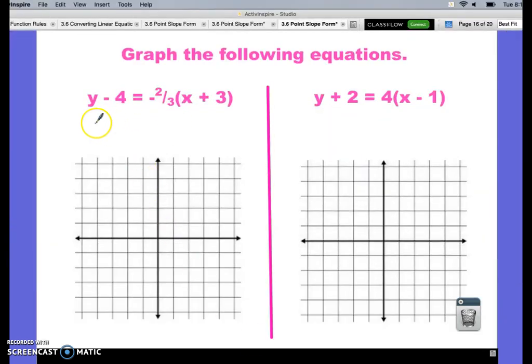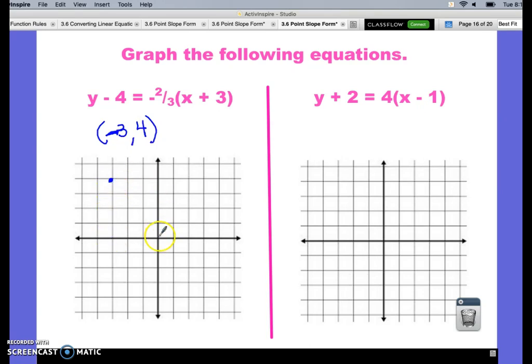So here we're going to pull or identify our point. Our x, if we have x plus 3, again it's -3. And our 4, because it's y minus 4, it just stays 4. This is minus. So that's where I'm going to go first. -3, so -3, 1, 2, 3, and up 4, 1, 2, 3, 4.